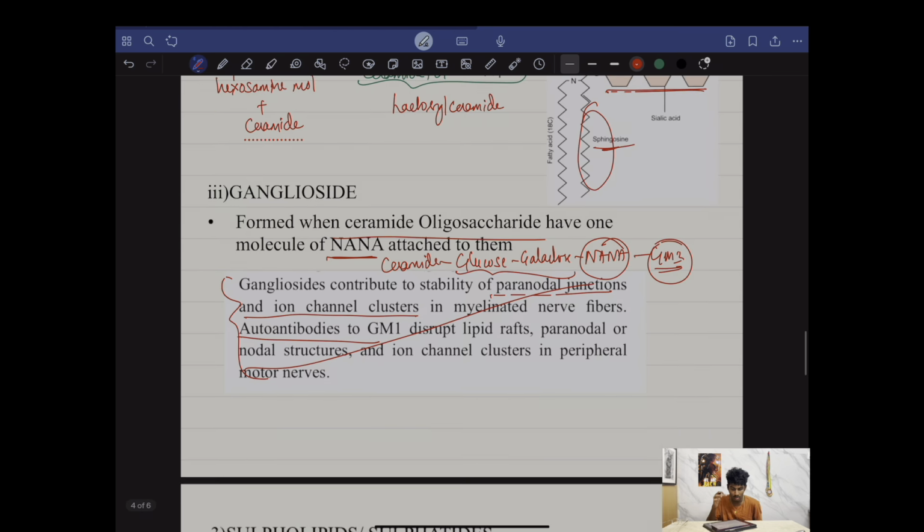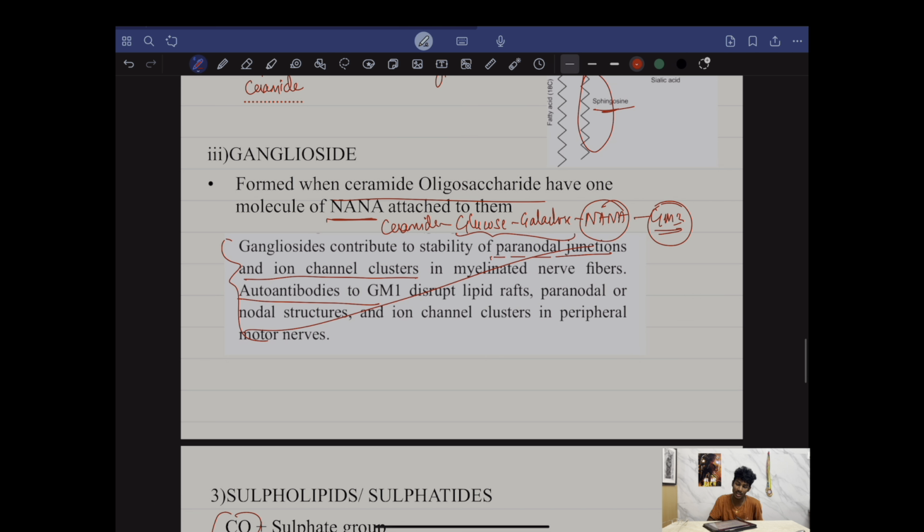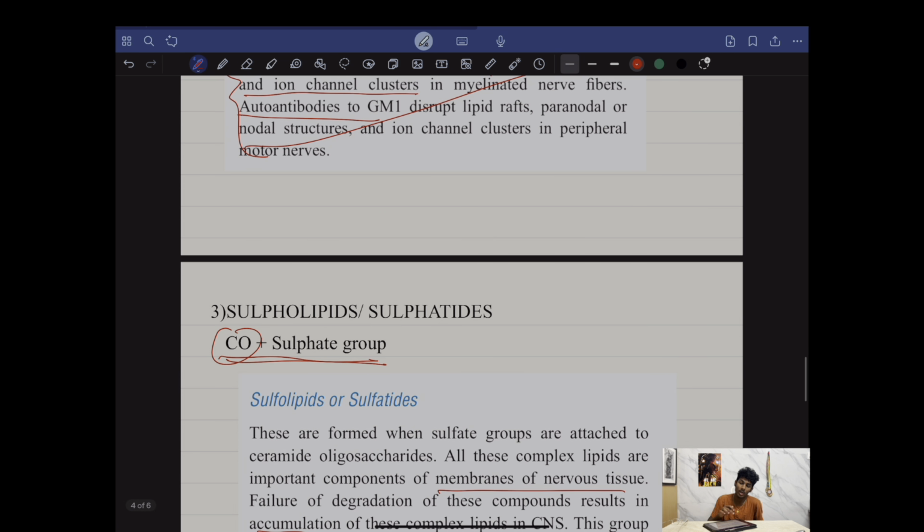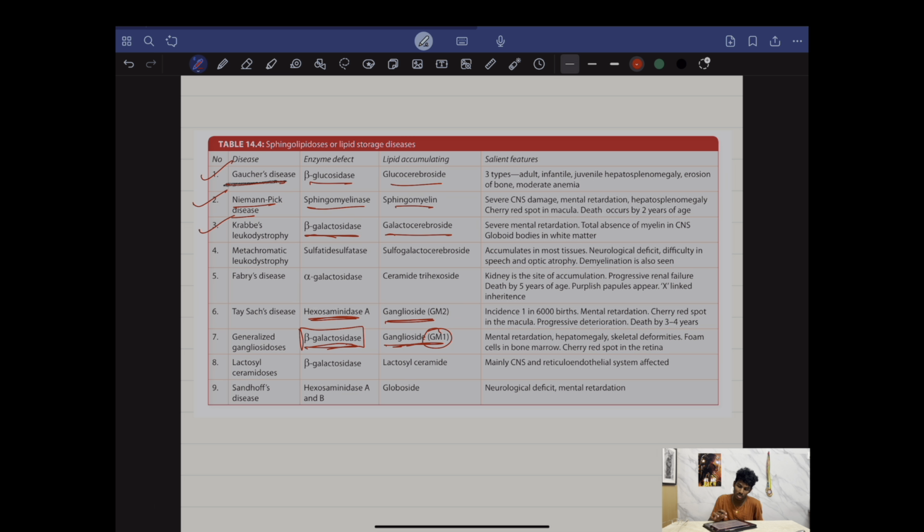What is the definition of a ganglioside? Ceramide oligosaccharide having 1 molecule of NANA attached to it. Yes or no? So it's a ceramide oligosaccharide. In GM2 there may be more hexosamine sugars, so to break that, hexosaminidase A will be present, but here this hexosaminidase A is absent, and this GM2 will accumulate.